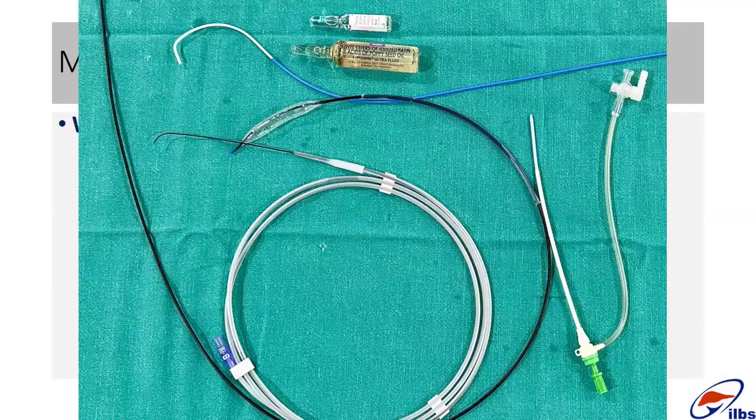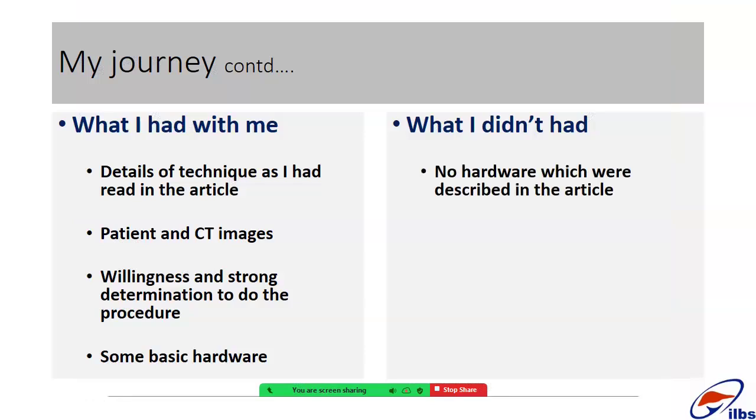Some basic hardware, these were the hardwares which were available. A basic sheath, a normal angioplasty balloon, some sclerosing agent, normal catheters. This is what we had. What we didn't have was whatever was described in literature. Nothing was available in India because none of the commercial companies in India were making it. Later I realized that those hardwares which were mentioned were only available in Korea and Japan, and even today they are not actually available.